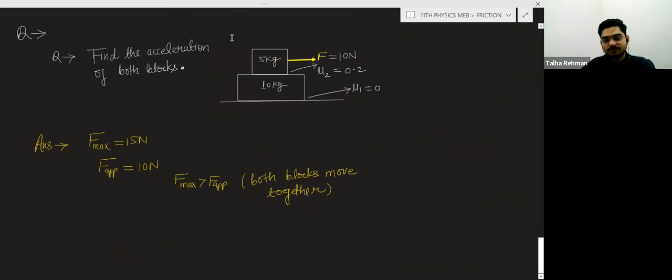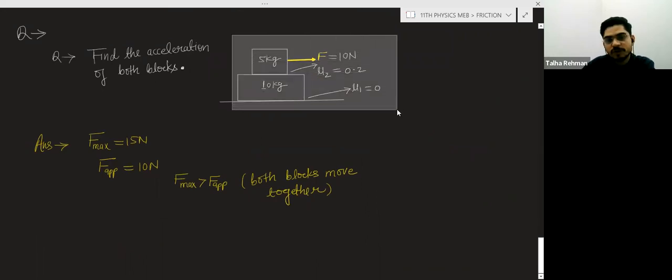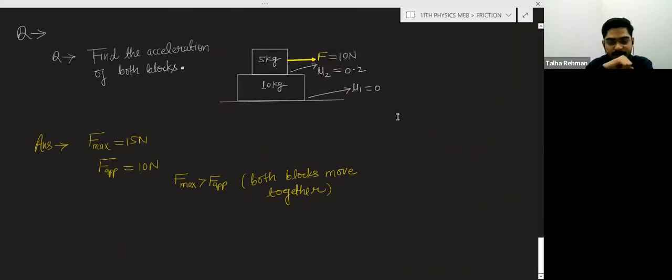Now it is known that both the blocks will move together, and in this case, we want to find the acceleration. So how can we find the acceleration? Just tell me the answer. Try this by yourself.